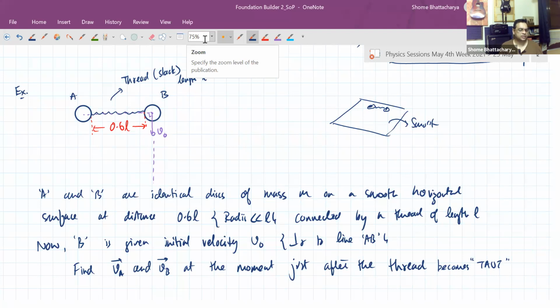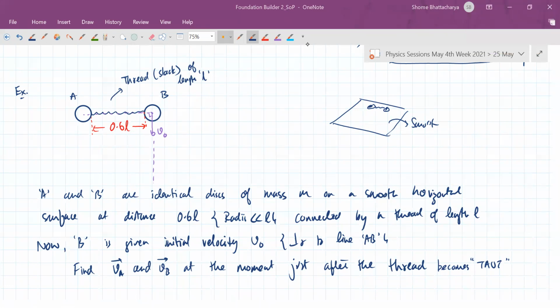As the string becomes taut, it kind of jerks. That jerking force, or that impulse that acts through the tension of the string, is like an inelastic impact impulse. It dissipates energy. So momentum conservation is the only thing we can go by for the system A plus B to solve it completely. So just note down the question and try this out.